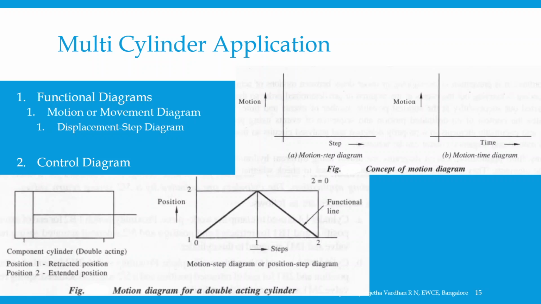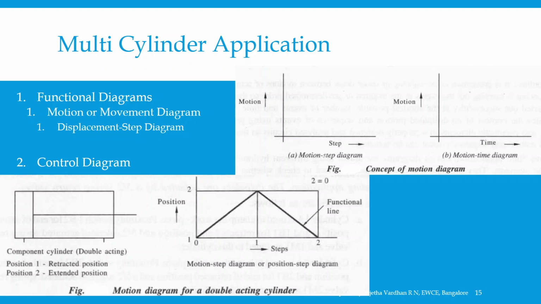In a displacement or position step diagram, the process of operation is divided into a number of steps which are expressed in numbers like 0, 1, 2, etc. Positions are indicated as 1, 2, 3 and so on. For example, in extending and retracting a cylinder, retraction and extension are steps, and retracted and extended conditions are positions, which you can observe.